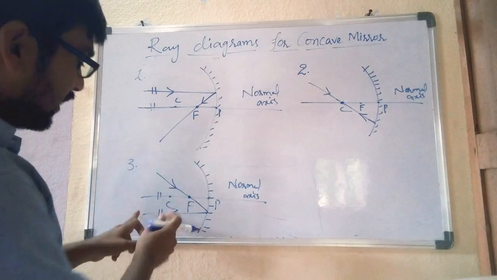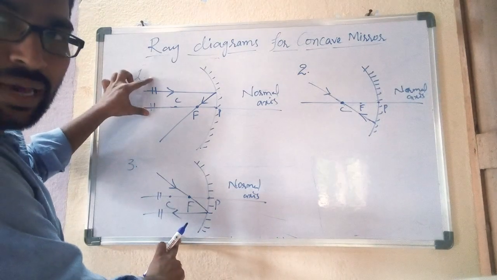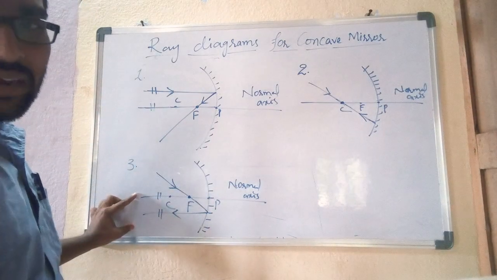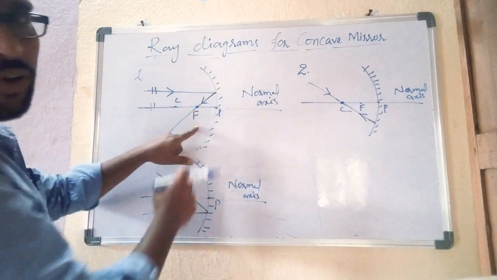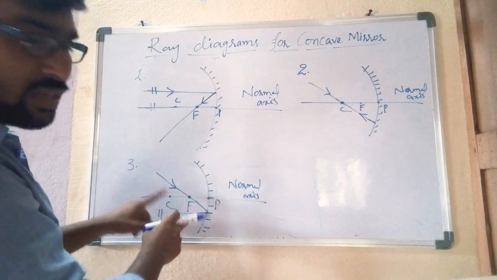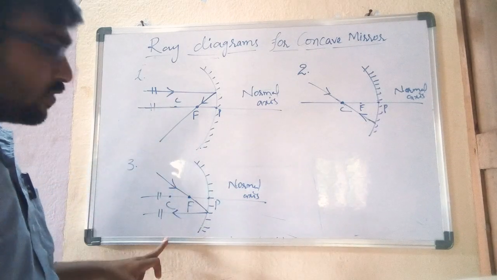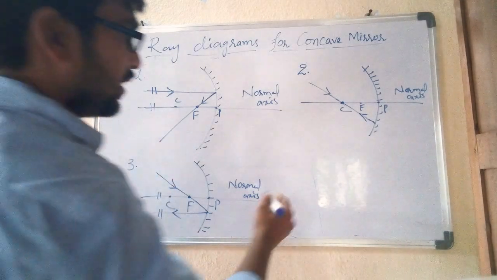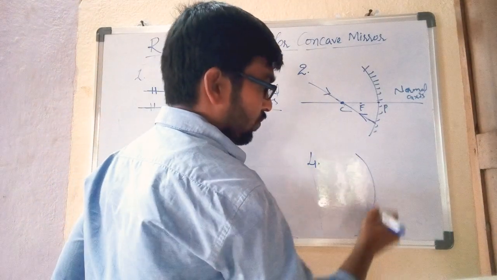Simple. It is opposite to the first rule. Here the incident ray is parallel. Here the reflected ray is parallel. Here the reflected ray will pass through the focal point. Here the incident ray is passed through the focal point. This is the same, but the diagrams will be different. Next, the fourth one. What is the fourth rule?